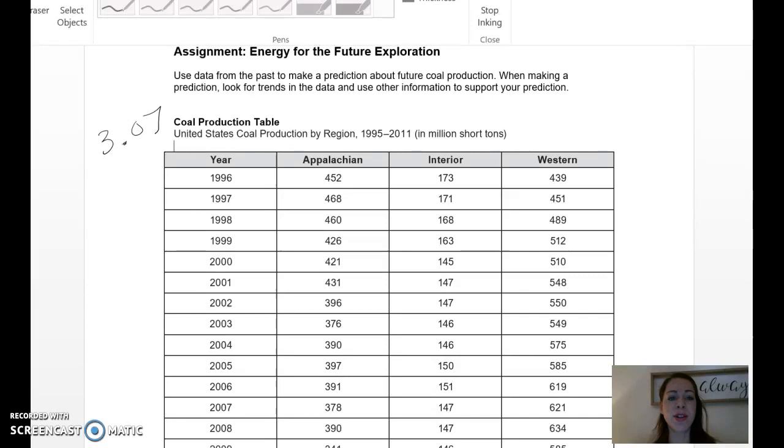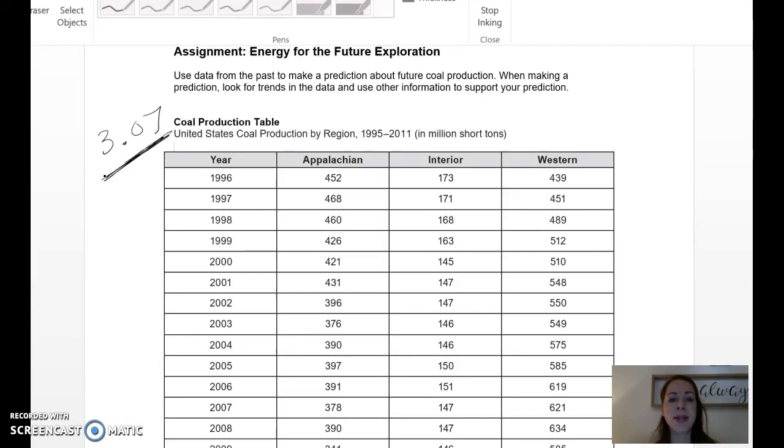We're going to be talking about assignment 3.07, Energy for Future Exploration. Some people had trouble with this, partly because there is a graph that goes with it, and some people forgot to do the graph, but we'll also do the questions as well. I'm just going to read through it, and you can fast forward or rewind when you need to stop, pause, and spend more time on things.